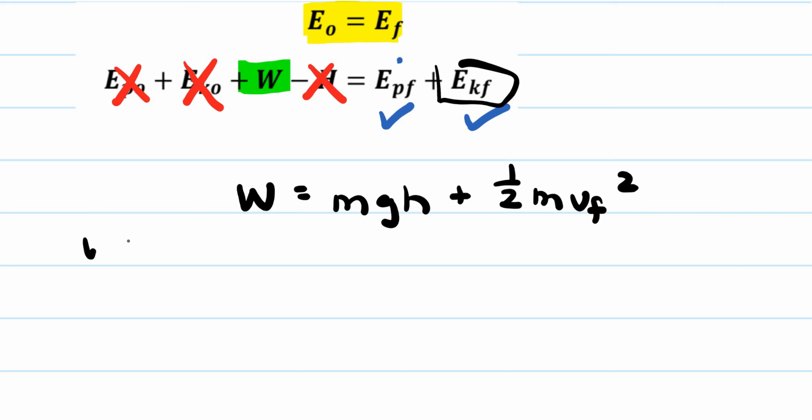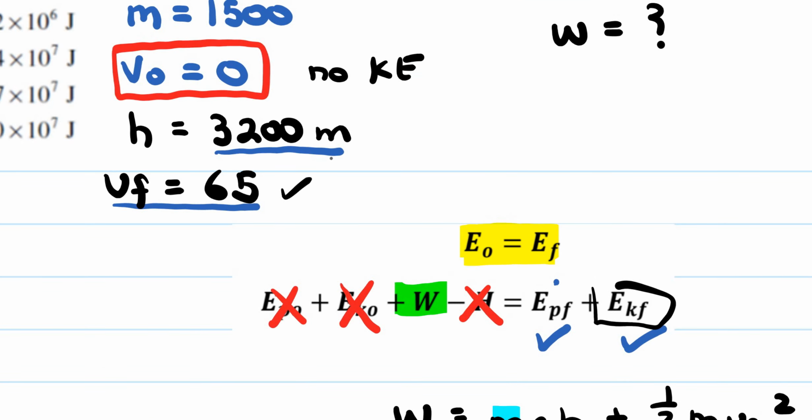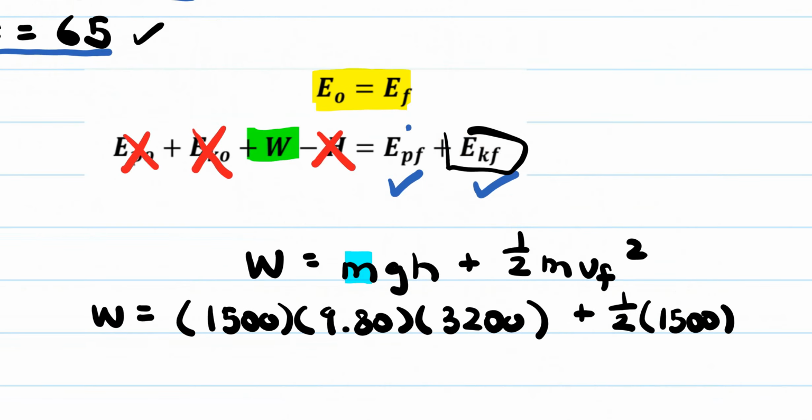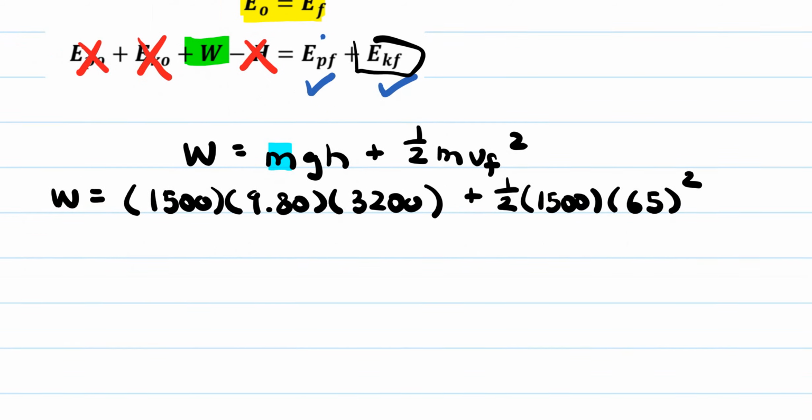All we're doing here is plugging in the numbers now. The mass of the plane was 1,500. The acceleration due to gravity was 9.80, and the height was 3,200 meters up into the air. Then we have our kinetic energy, which is 1/2 times the mass, 1,500, and the final speed was 65 meters per second, all to the power 2. And then there you go. You just need to go to your calculator, calculate your potential energy and your kinetic energy, and add those two numbers together.